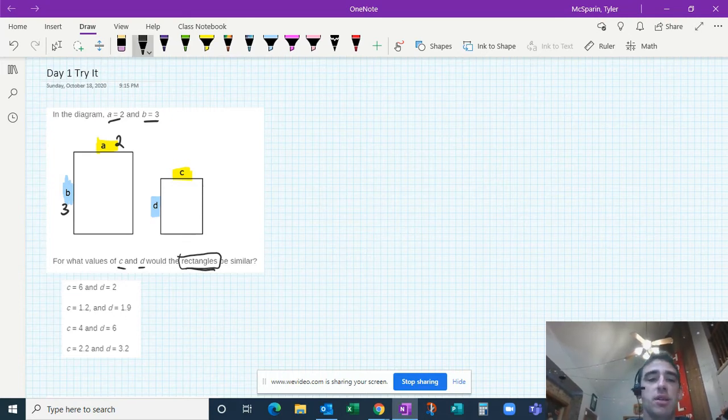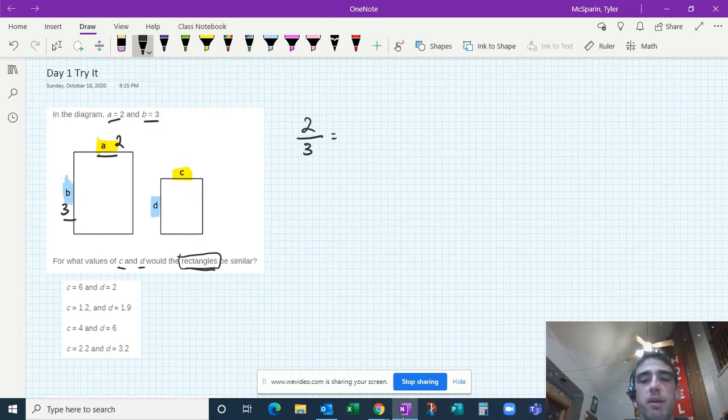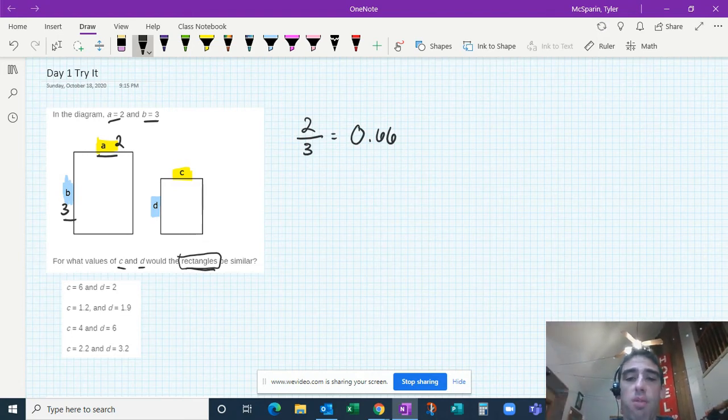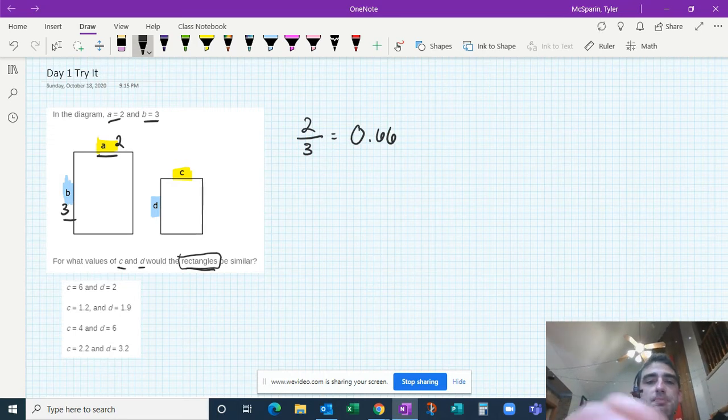All right, so first let's go yellow divided by blue. That's going to be 2 divided by 3, which is 0.66. I just know that off the top of my head. We're going to put some stuff in the calculator in a second. Don't be afraid to use calculators, okay? So we want the one that's the same as that. By the way, C is yellow, so I'm going to do yellows for all these, and then blues for all these, just so I keep it straight.